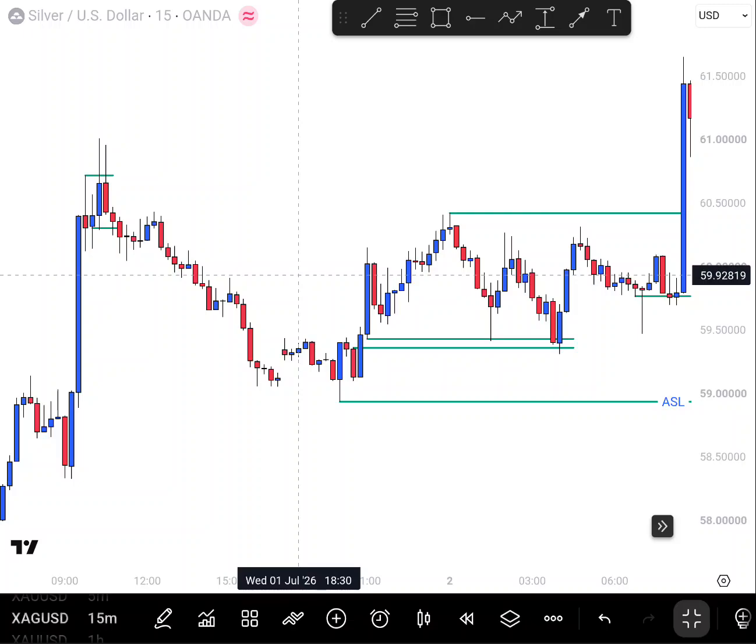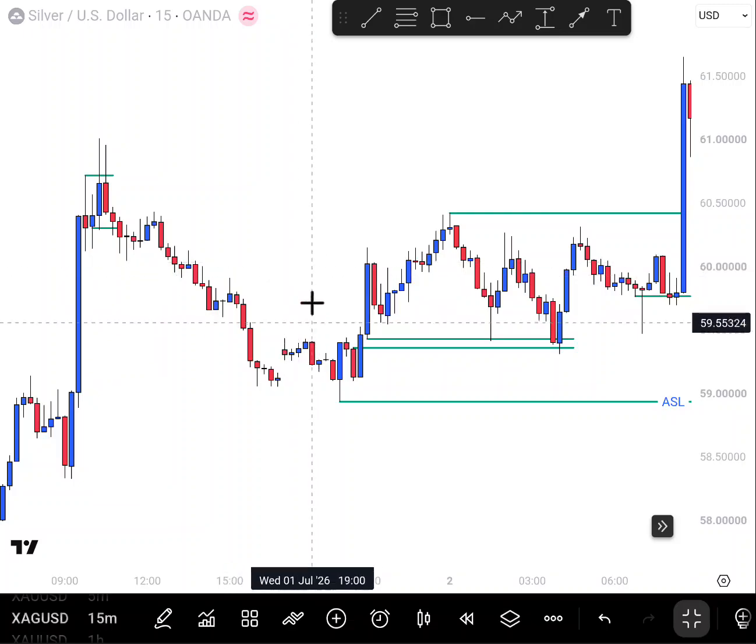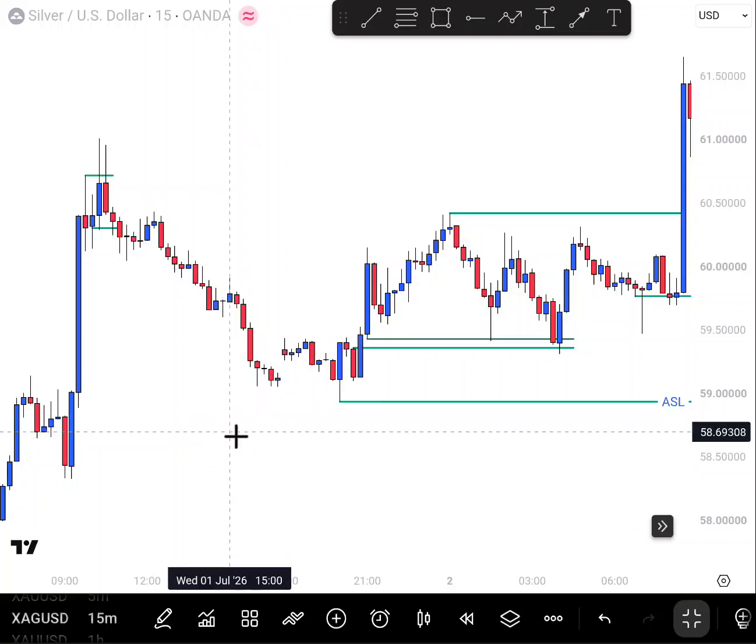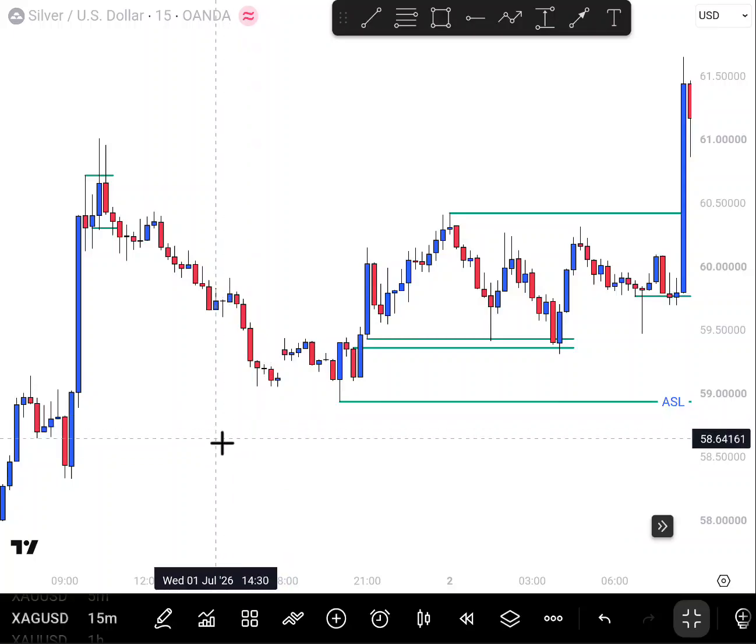It is always good, or advisable, to focus on one pair. Whichever pair you decide to trade, just focus on one, because when you focus on one, it becomes easier for you to master that pair. Before I start on my trading session, I usually trade the London session.